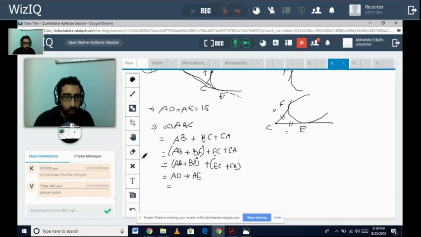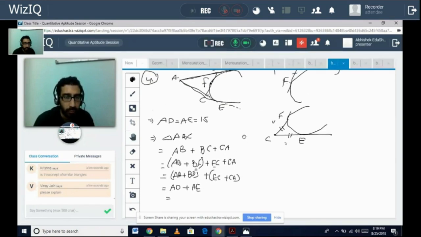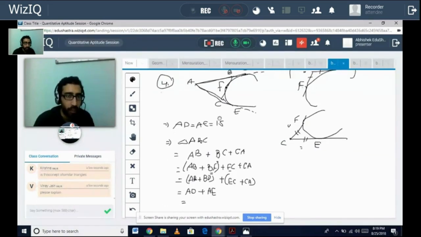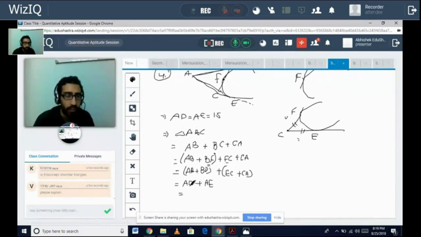So the value of the perimeter is AD plus AE, and since both are equal to 15, this will be equal to 30. So the perimeter becomes equal to 30.